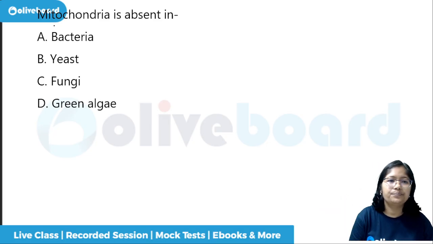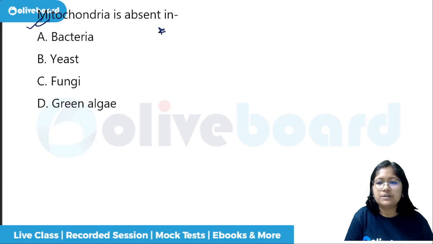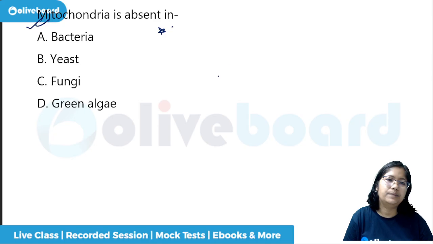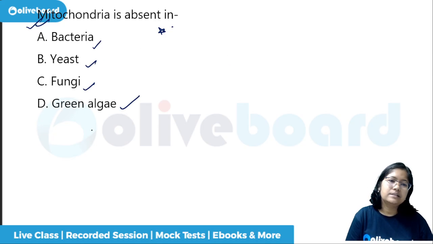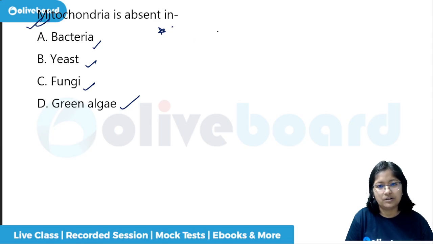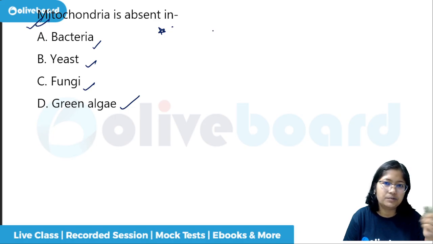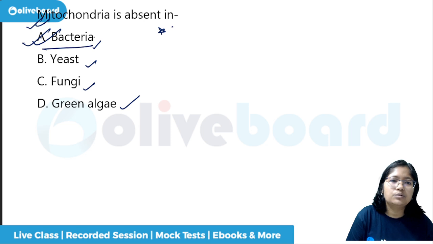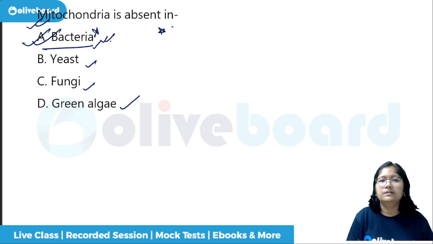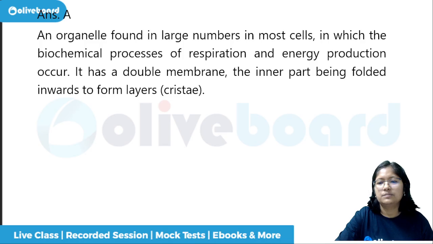Where is mitochondria not present? In bacteria, in yeast, in fungi, or in green algae. When we study the prokaryotes and the five kingdom classification, Monera, Protista, fungi, plantae, animalia, there also you will find Monera, prokaryotes. So you will remember that in bacteria, mitochondria is absent, because they are not in that category.